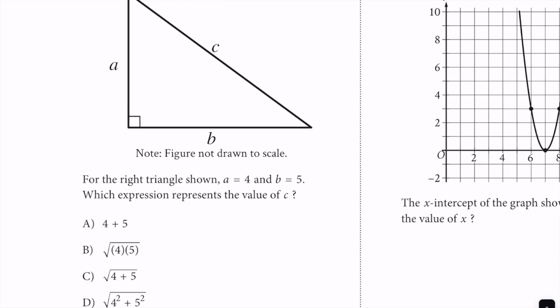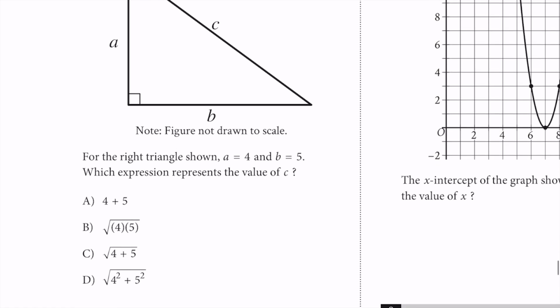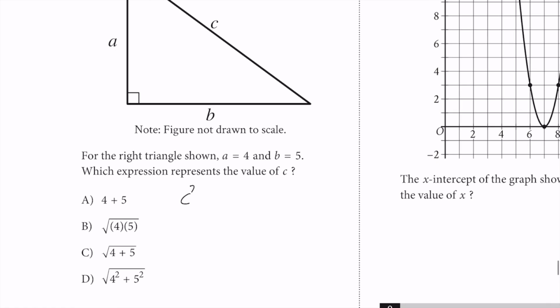Okay, question 5. For the right triangle shown, A equals 4, B equals 5, which expression represents the value of C? So here, we're just going to use the Pythagorean theorem to say that C squared equals A squared plus B squared. We then solve for C. C will equal the square root of A squared plus B squared. We see which answer choice reflects that. That's answer choice D.